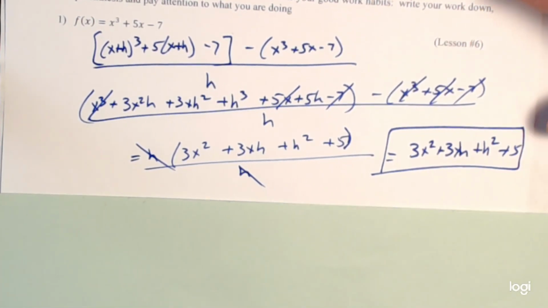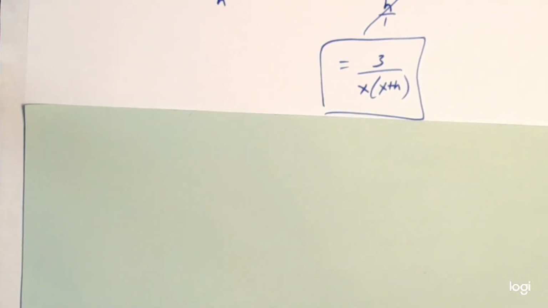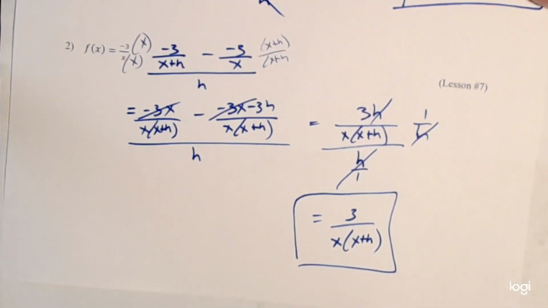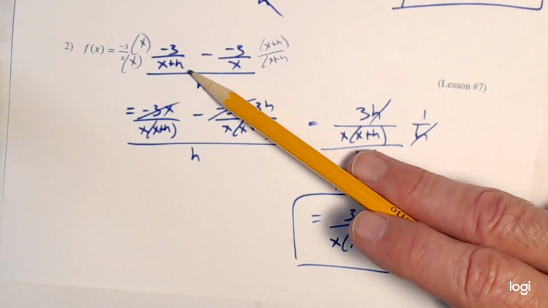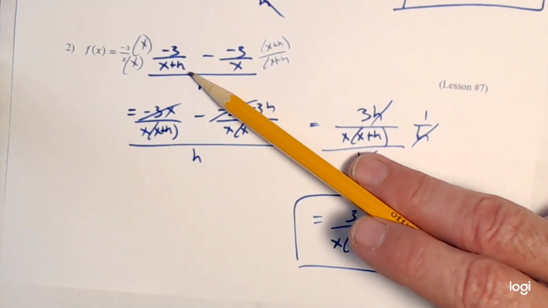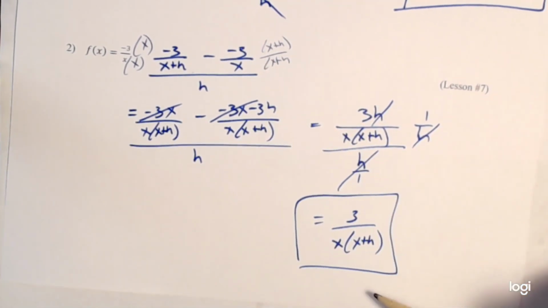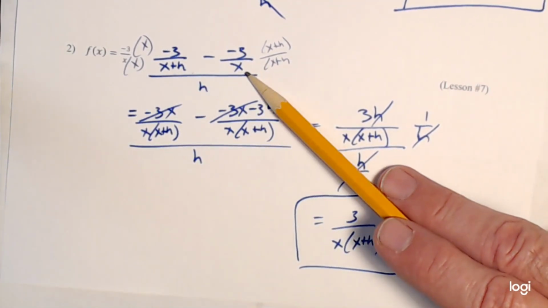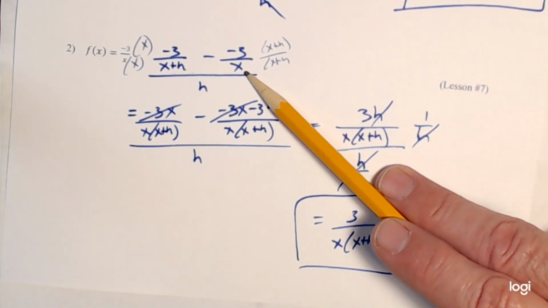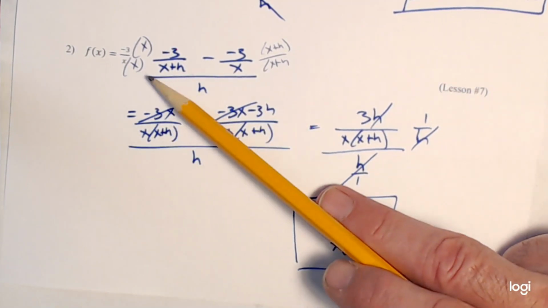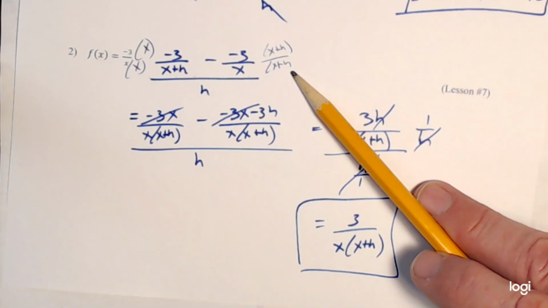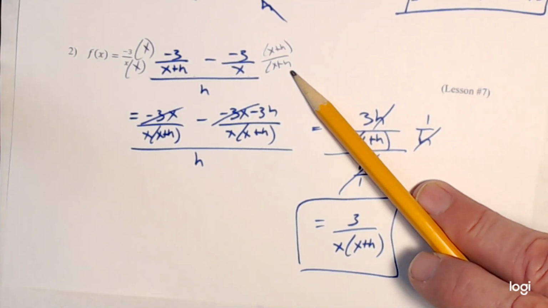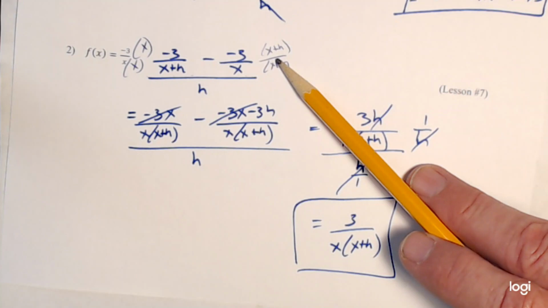Number 2, we're looking at a rational function. So my f of x plus h, I got a negative 3 over x plus h minus a negative 3 over x. Notice the 2 different denominators. We're going to create common factors to make our common denominator. First fraction needs to pick up an x top and bottom. Second fraction needs to pick up an x plus h top and bottom. A little bit of a distribute with that negative 3.